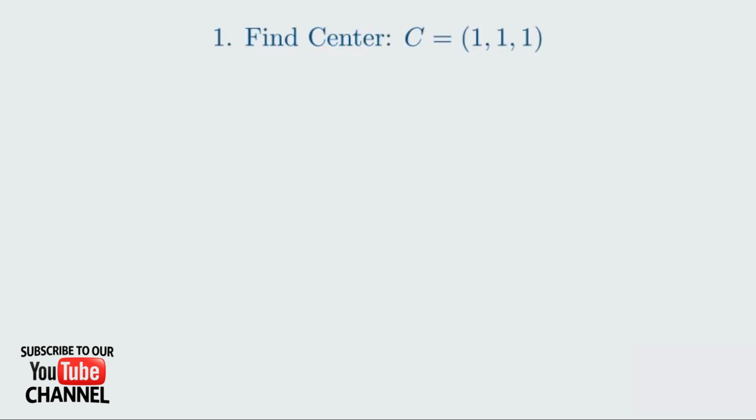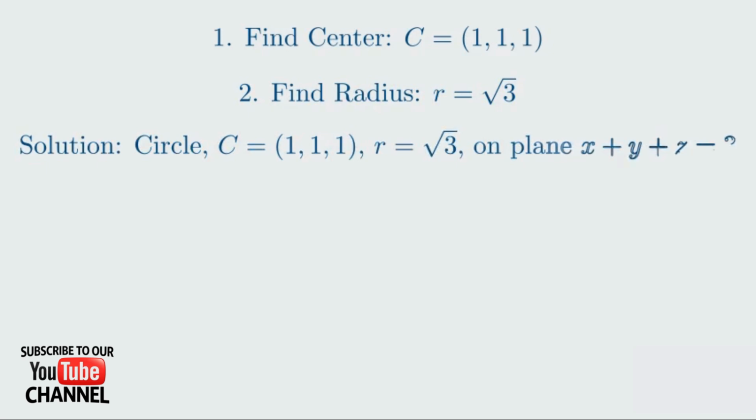Using either a vector projection or a symmetry argument, we found the circle's center to be (1, 1, 1). Then, we used the sphere's radius and the distance from its center to our circle's center in the Pythagorean theorem to find the circle's radius. We concluded that the solution is a circle with a radius of the square root of 3, centered at (1, 1, 1), and lying on the plane x plus y plus z equals 3. This problem demonstrates how understanding the geometry of surfaces can often provide a more intuitive and efficient path to a solution than pure algebra.